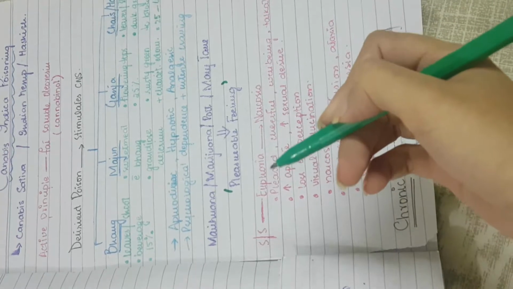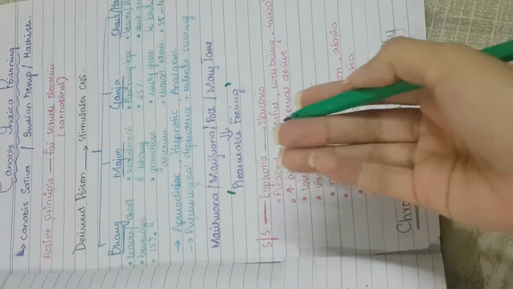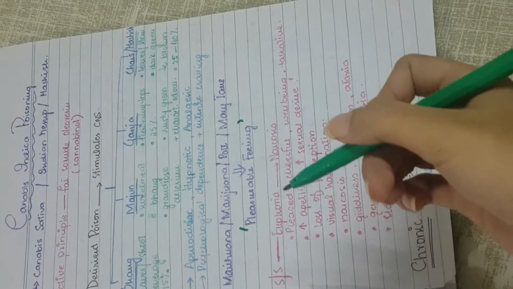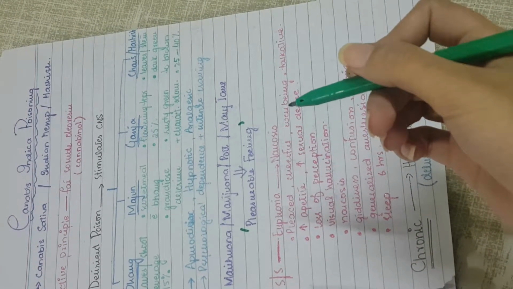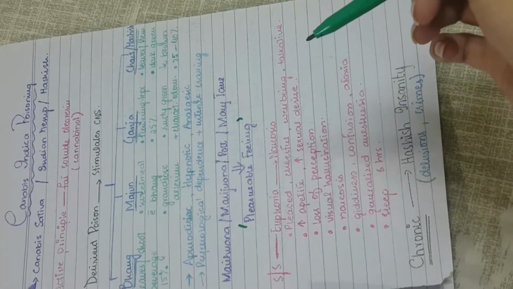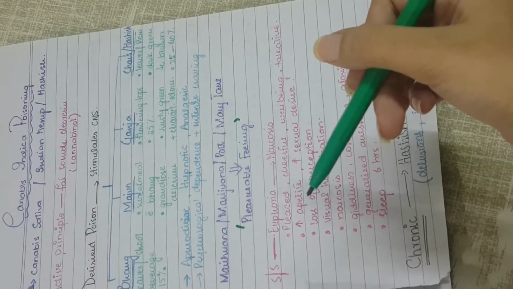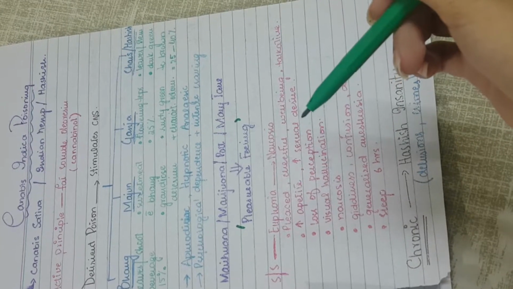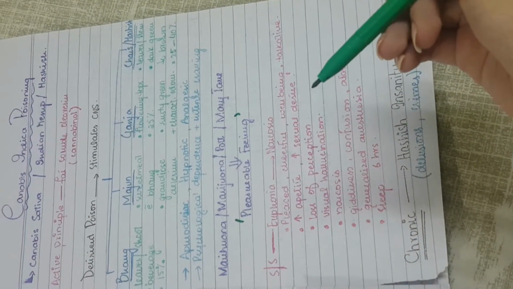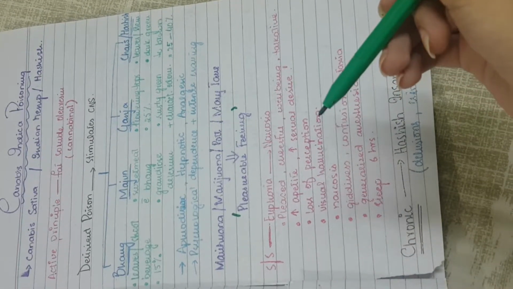First, it will cause euphoria and then narcosis. So the symptoms of euphoria are the person will feel pleased, cheerful, with a feeling of well-being, and he would be very talkative. The appetite will increase and there will be increased sexual desires. There will be loss of perception of time and space, and there will be visual hallucinations.